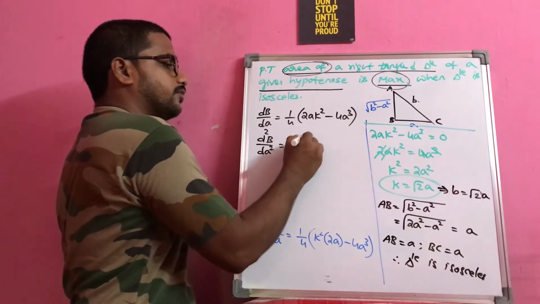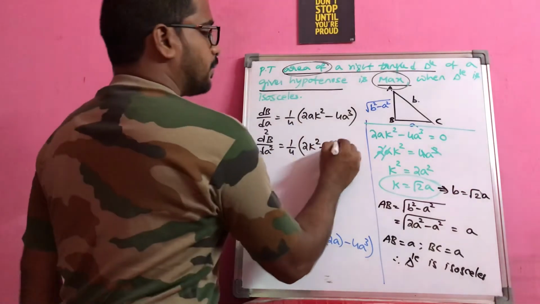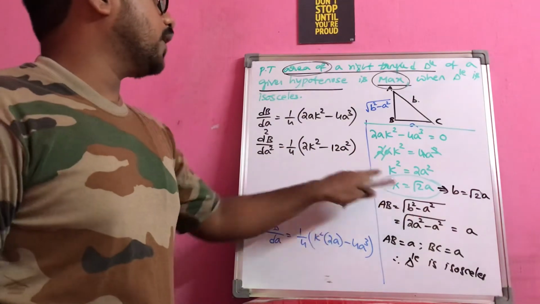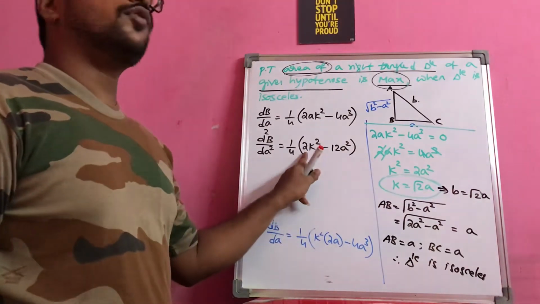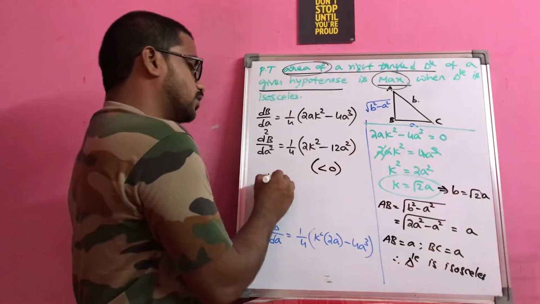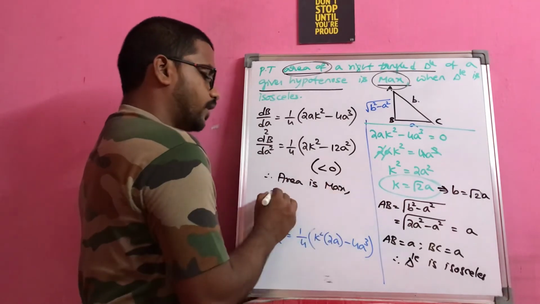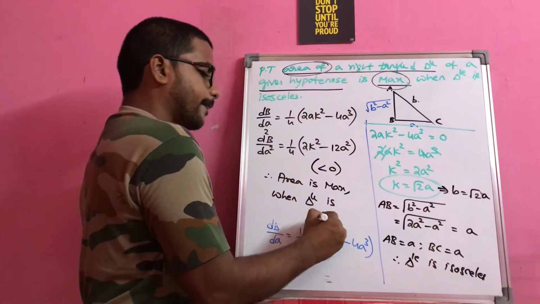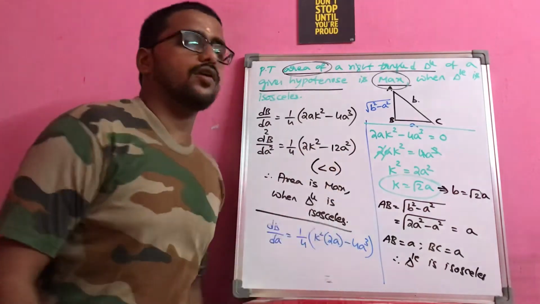d square b by dA square is equal to 1 by 4 (2k square, because with respect to a we are applying, and then minus 12a square) you are having. Okay, k equal to root 2a, k square will become 2a square, correct? If you substitute 2a square here, 4a square you are getting. 4a square minus 12a square, which is less than 0, indicating that area is maximum when triangle is isosceles. When triangle is isosceles. So this is how you have to follow the procedure.